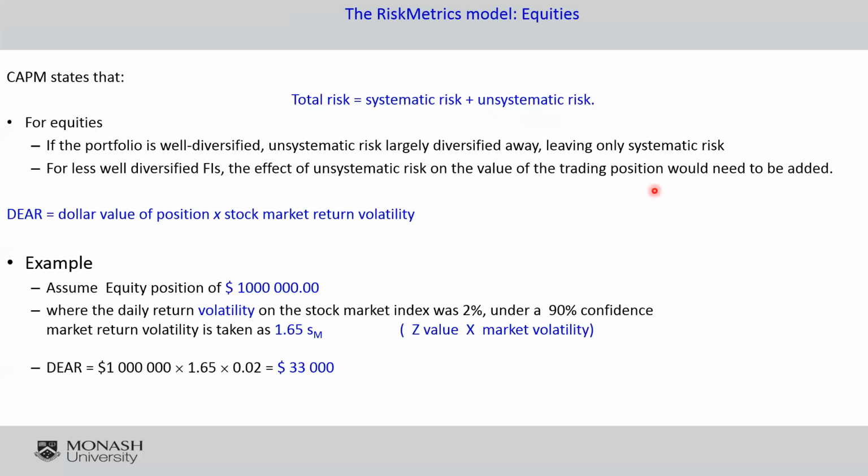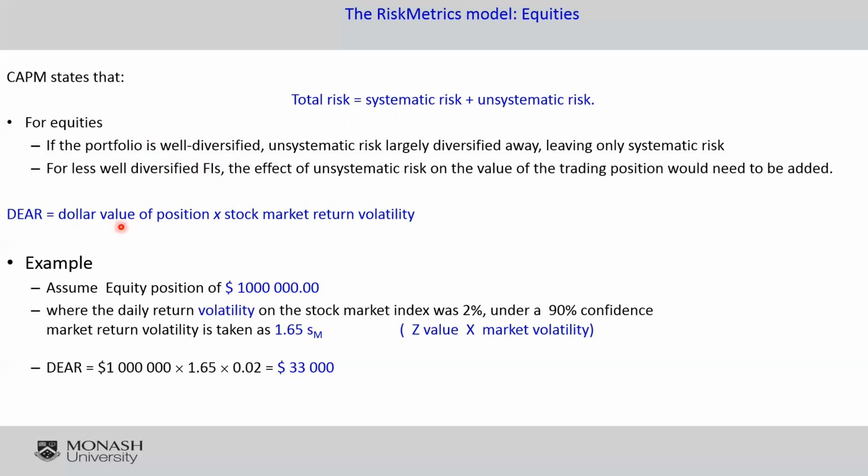So for less well diversified positions, the effect of unsystematic risk on the value of the trading position would need to be added. If you look at here, of course, for diversified positions we can largely get rid of the unsystematic risk, and this is the systematic. So both of them have to be added. If this is really eliminated, then we will be left only with the systematic risk.